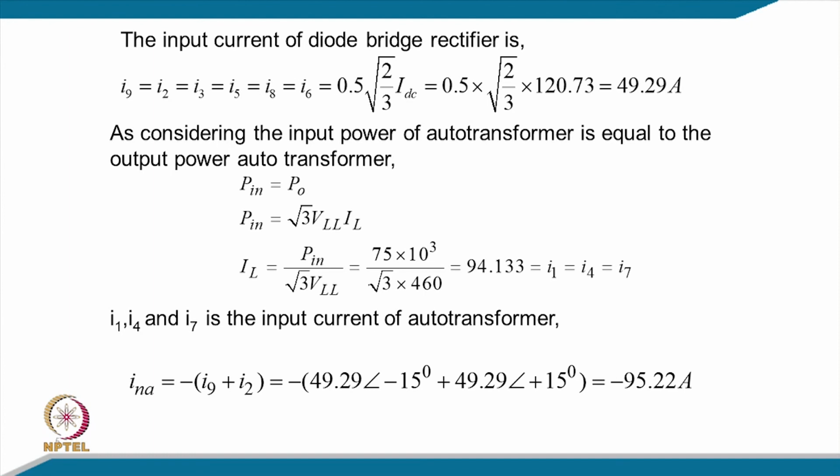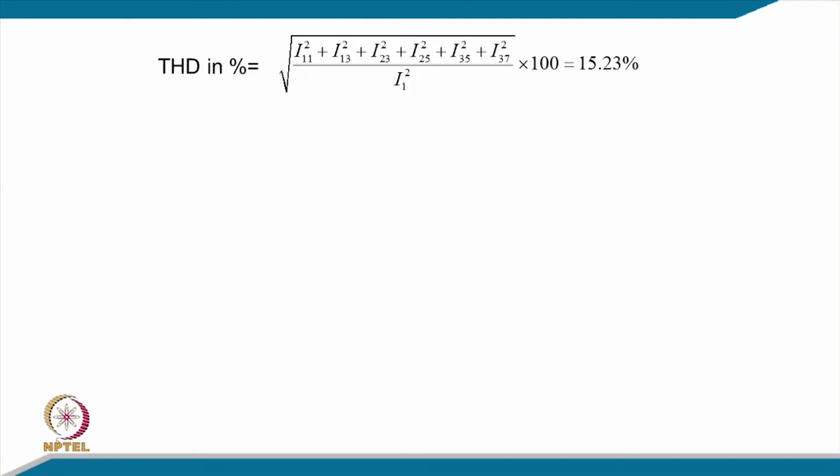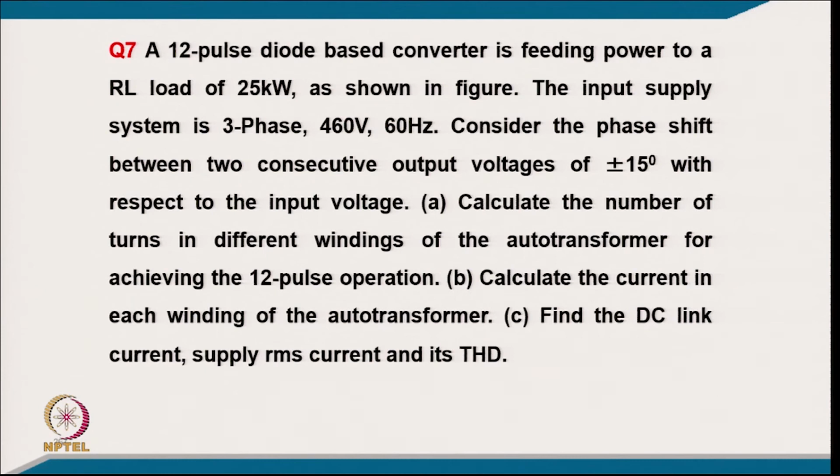And now you can find out from this the currents in all windings, the different winding currents from the relation, and then you can have the total harmonic distortion from the different currents from that waveform. It comes to 15.23.